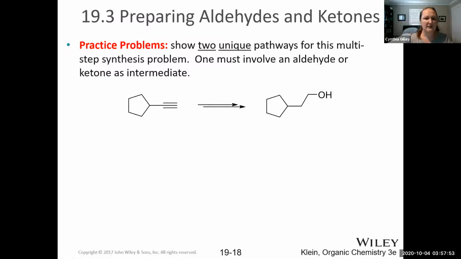Okay, let's stop here, do a practice synthesis problem. And what I would like you guys to do is think of two totally unique ways to achieve this multi-step synthesis. And one of those methods must involve an aldehyde or ketone intermediate, and the other one does not need to. So go ahead and take a moment, pause it, think about if you can come up with two synthetic pathways to be able to convert this terminal alkyne to an alcohol. And at least one of those needs to involve a ketone or an aldehyde intermediate.